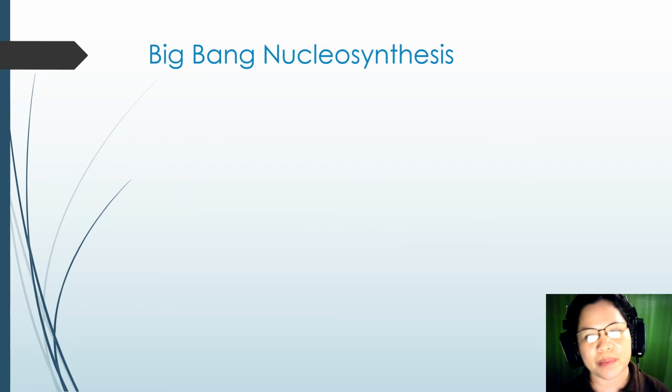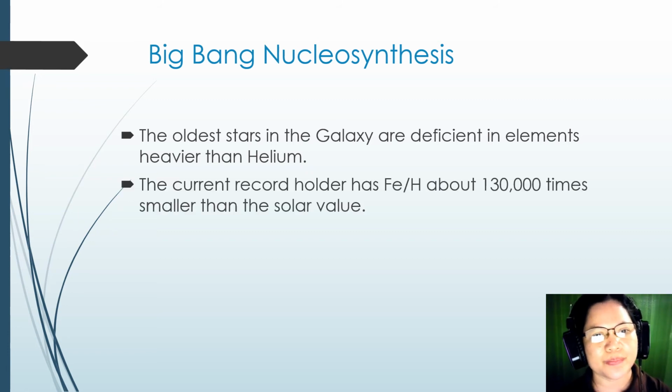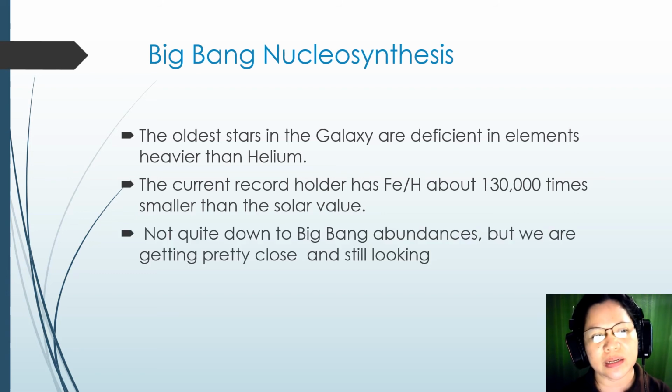Now going back to the Big Bang nucleosynthesis. So accordingly, the oldest stars in the galaxy are deficient in elements heavier than helium. So another statement would tell that the current record holder has iron and hydrogen about 130,000 times smaller than the solar value. So not quite down to Big Bang abundances, but we are getting pretty close and still looking forward.